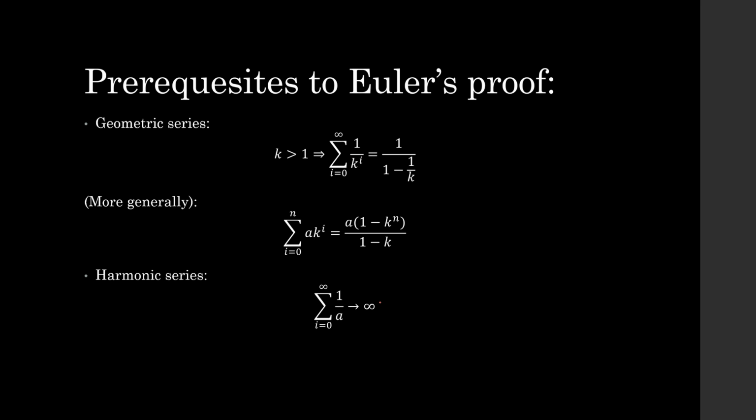And another prerequisite is namely the harmonic series, which states that the harmonic series diverges. The harmonic series, this is 1 over i, is simply the series of 1 plus 1 over 2 plus 1 over 3 plus 1 over 4 and so on. It might not be so clear that it doesn't converge to a number, but it diverges. So we're going to use these two facts, and if you're not familiar with them, then maybe just skip this part entirely.